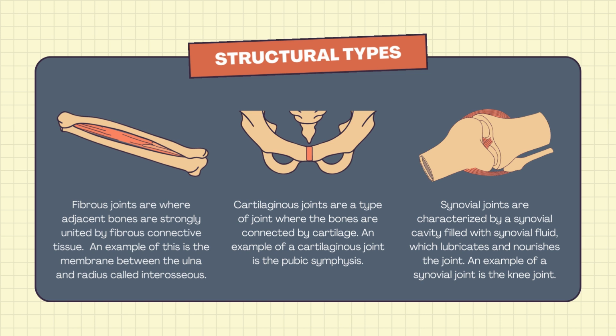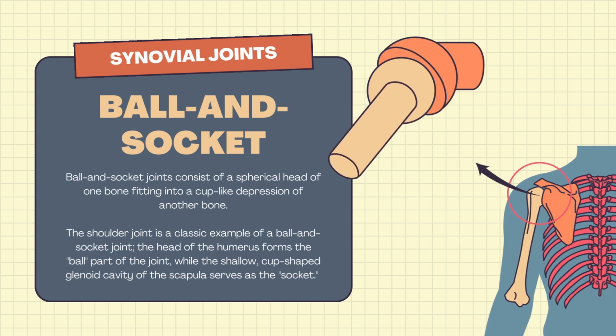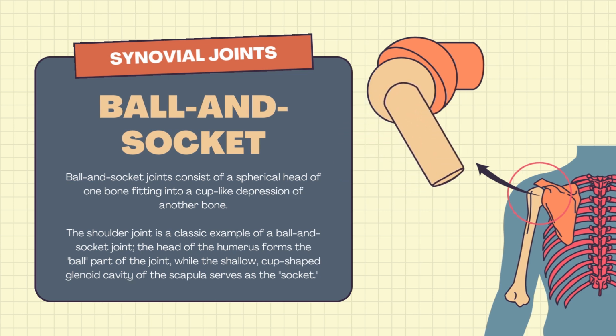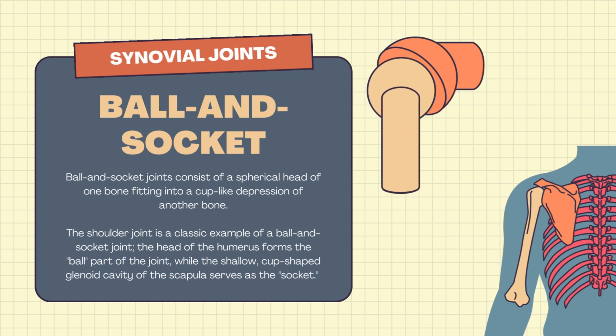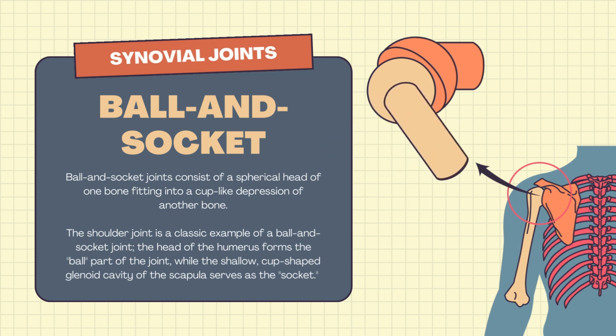Now, let's talk about how we can classify joints based on their function. Basically, how much they can move. First, we have the ball and socket joints, which consist of a spherical head of one bone fitting into a cup-like depression of another bone. The shoulder joint is a classic example of a ball and socket joint.